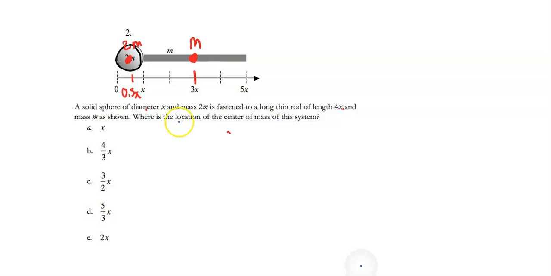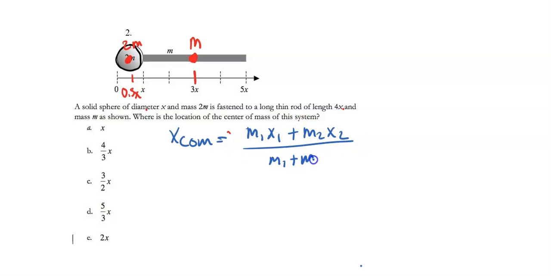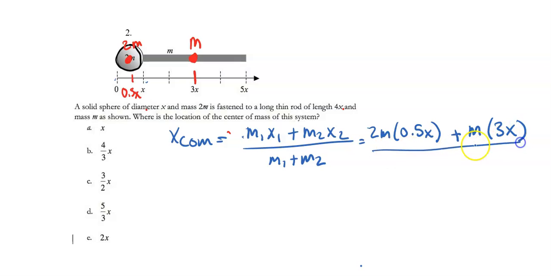Cool. Let's go ahead and solve it using our center of mass equation. So we have just 2 objects now. m1 x1 plus m2 x2 over total mass. And the reason, again, that I approximate all the mass at the center is because if some part of it's at 0 and some part's at x, I don't know what to plug into the equation, so I just approximate it all at that middle point. So m1 is 2m, x1 is 0.5x, plus m2 is m, x2 is 3x, divided by the total mass, which is going to be 2m plus m.